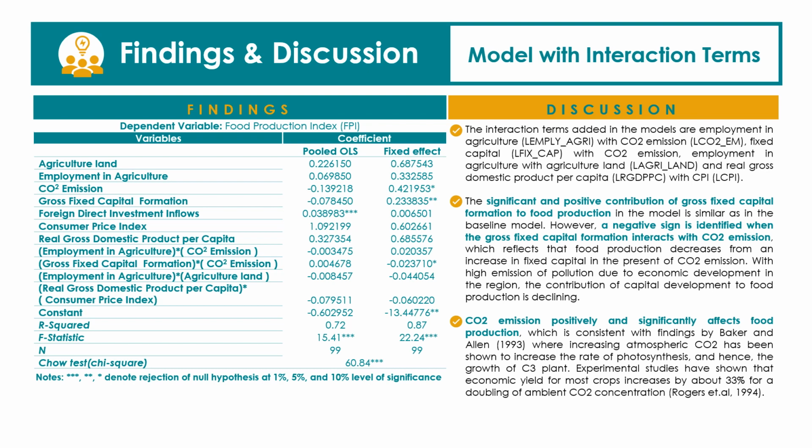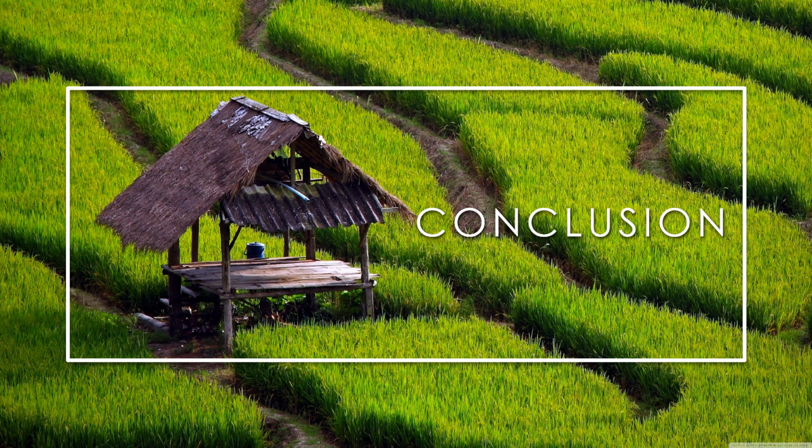With high emission of pollution due to economic development in the region, the contribution of capital development to food production is declining. CO2 emission positively and significantly affects food production, which is consistent with findings by Baker and Allen, where increasing atmospheric CO2 has been shown to increase the rate of photosynthesis and hence the growth of seed tree plant. Experimental studies have shown that the economic yield for most crops increases by about 33% for a doubling of ambient CO2 concentration. Now I proceed with the final part, conclusion.